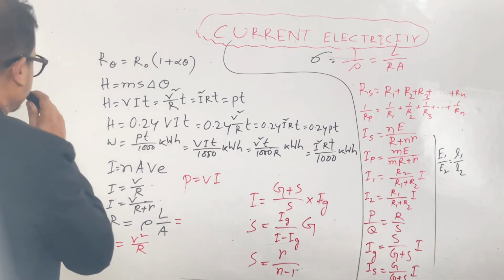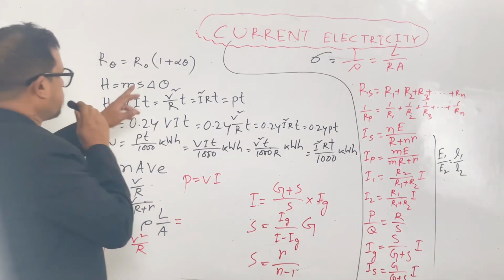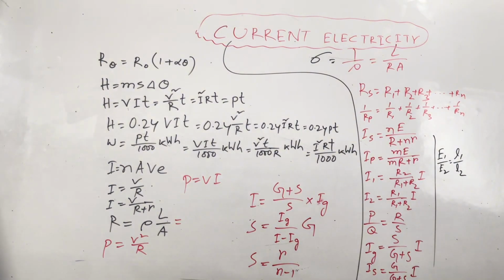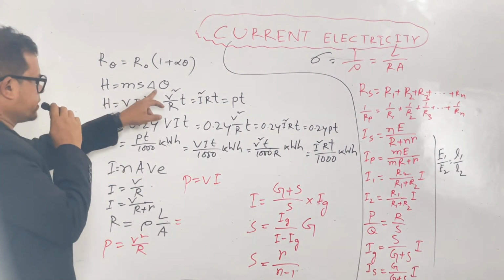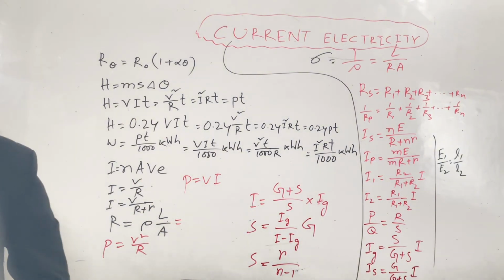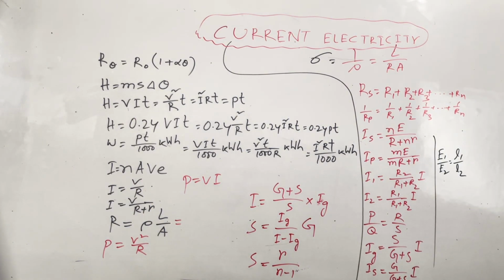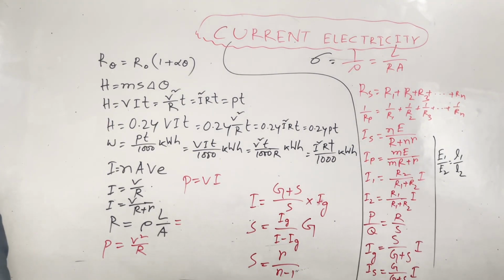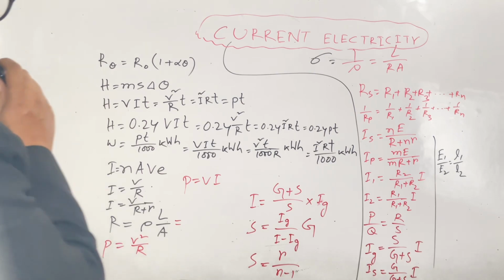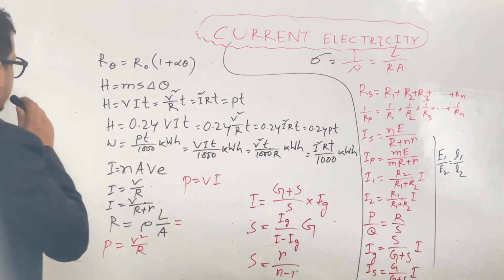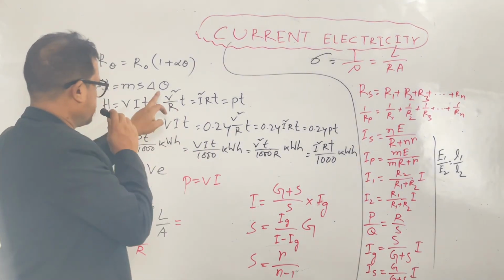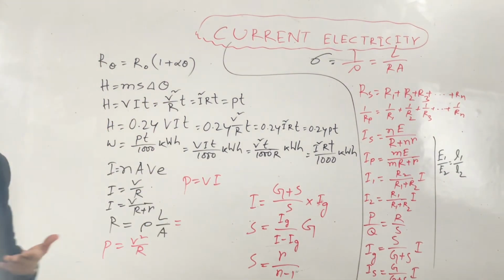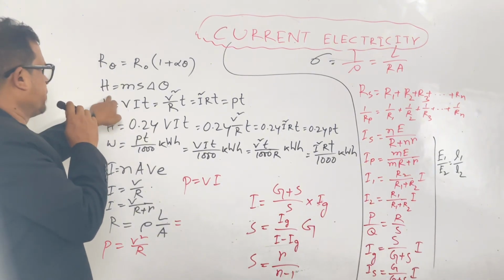R theta means resistance at temperature theta. R theta equal to R naught (1 plus alpha theta), and H equal to m s delta theta. It's a very important equation you have to remember. In fact, H is heat, m is the mass of any substance, s is the specific heat, and delta theta is the difference of temperature. If you know the difference of temperature, the specific heat, and the mass of any substance, you can find out the heat.